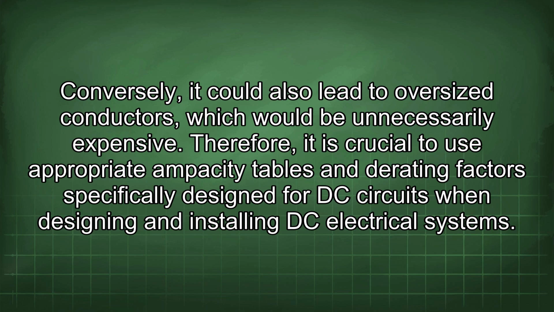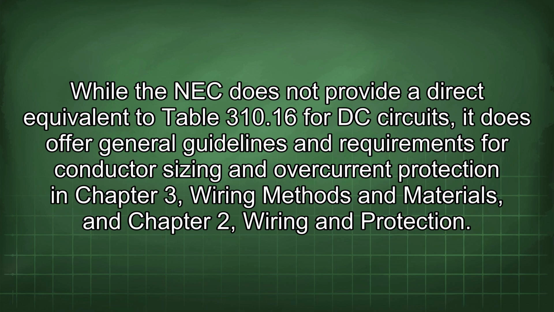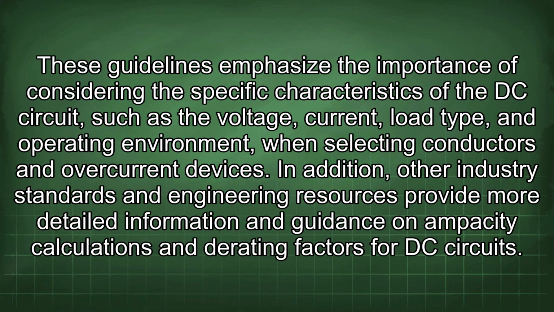Therefore, it is crucial to use appropriate ampacity tables and derating factors specifically designed for DC circuits when designing and installing DC electrical systems. While the NEC does not provide a direct equivalent to Table 310.16 for DC circuits, it does offer general guidelines and requirements for conductor sizing and overcurrent protection in Chapter 3, Wiring Methods and Materials, and Chapter 2, Wiring and Protection. These guidelines emphasize the importance of considering the specific characteristics of the DC circuit, such as the voltage, current, load type, and operating environment when selecting conductors and overcurrent devices.